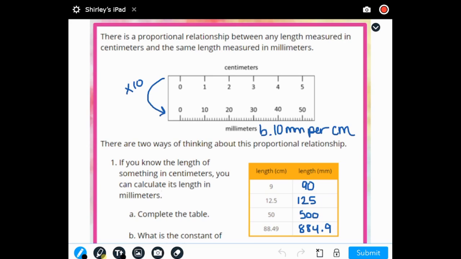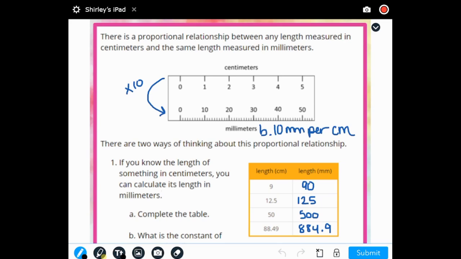You have a proportional relationship between any length measured in centimeters and the same length measured in millimeters. So you're given that diagram there. Use that picture to help you find the pattern to fill in the rest of the table. So if I have 9 centimeters, how many millimeters is that going to be? If I have 12.5, 50, and then 88.49, how many millimeters am I going to have?